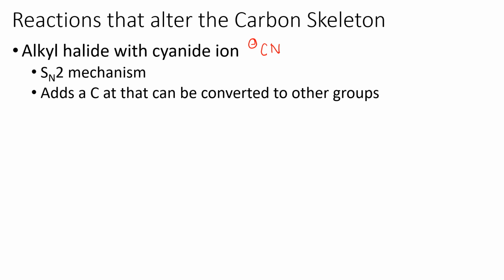So again, based on our reaction, we're going to start with an alkyl halide, and we'll have our cyanide ion. And again, we're going to go through our typical SN2 type mechanism, where we're going to substitute that cyano group for our halide. So once again, the mechanism is going to be our typical SN2 mechanism.